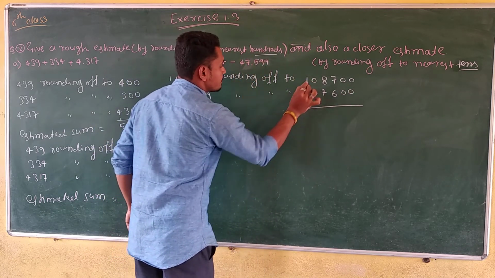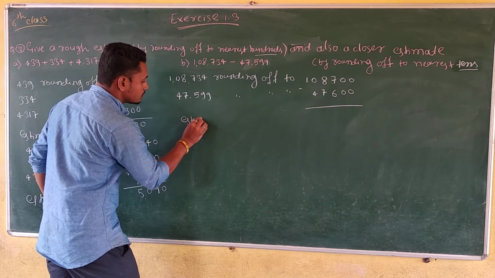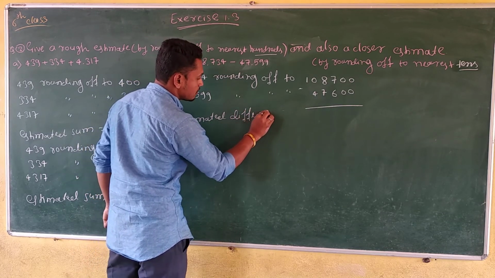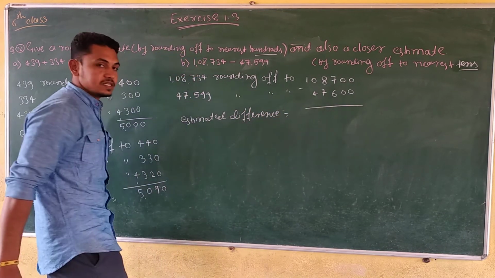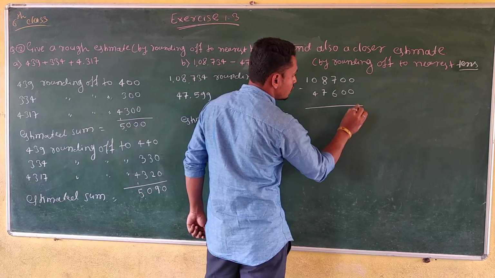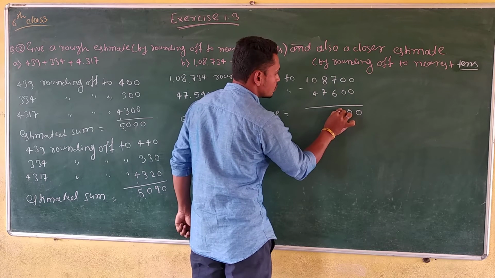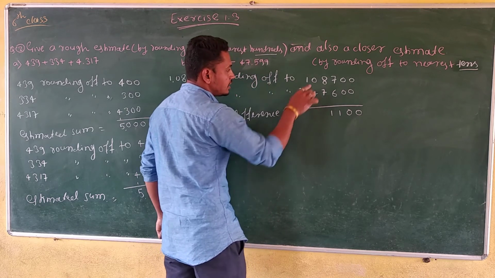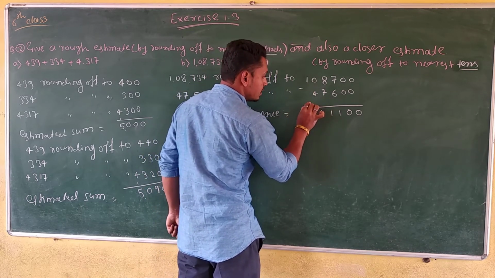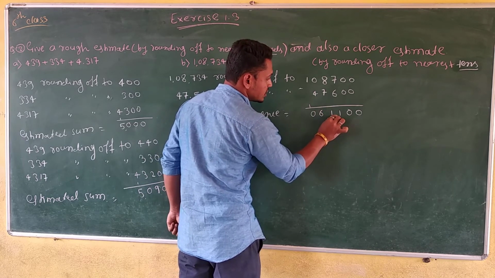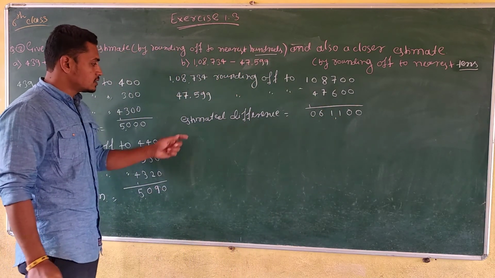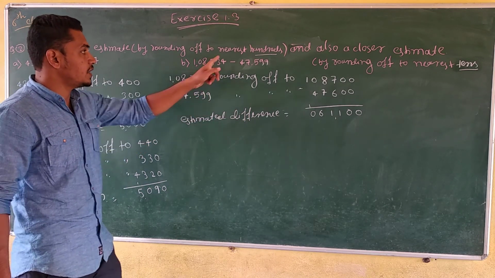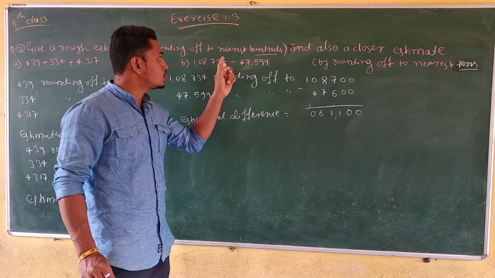Next, minus. Here the estimated difference is equal to 0 minus 0, 0; 0 minus 0, 0; 7 minus 6, 1; 8 minus 7, 1. Next, 10 minus 4, 6. Take 1 carry, 1 minus 1, 0. So 61,000, right? So the estimated difference is 61,100, rounding up to the nearest hundreds.